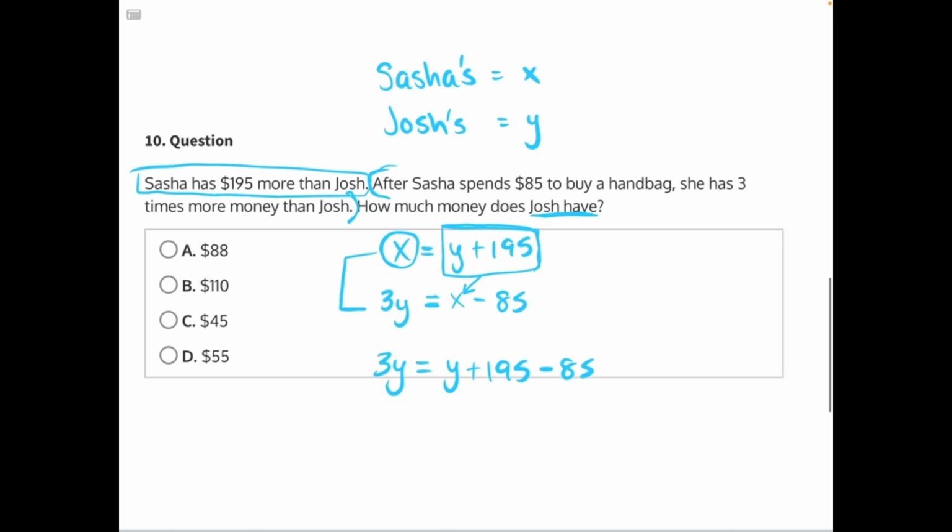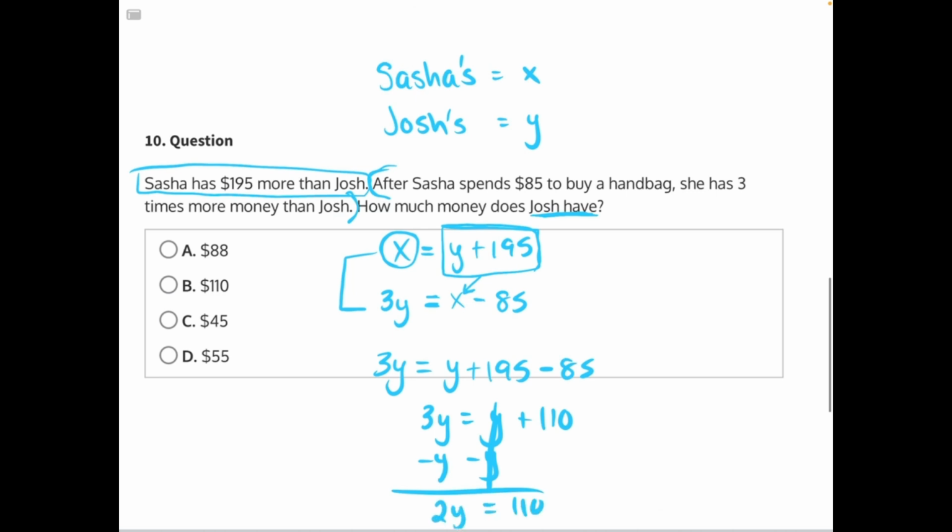Let's start with 195 minus 85, which would give us 110. So 3y equals y plus 110. Then we can subtract y from both sides. This will cancel, giving us 2y equals 110.